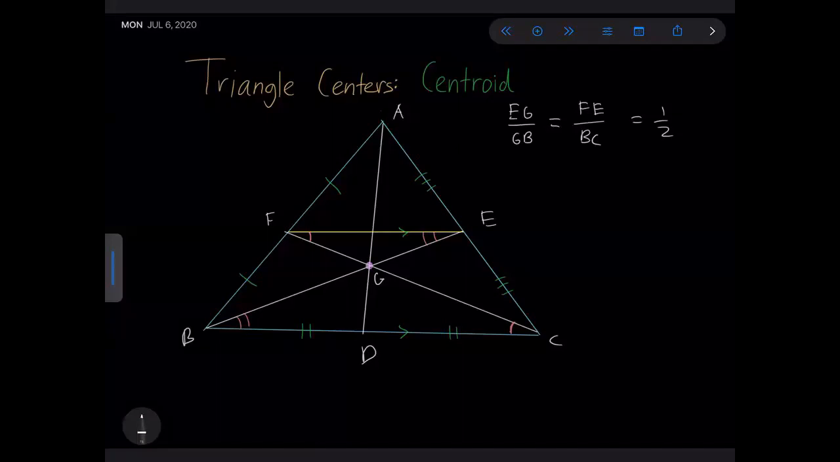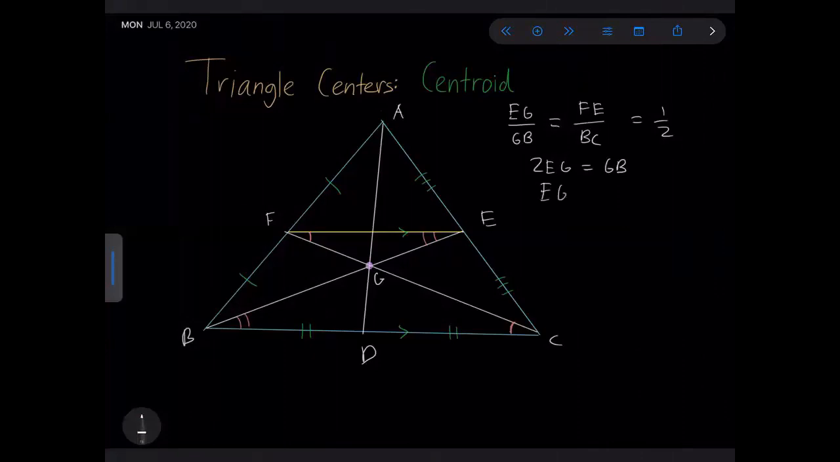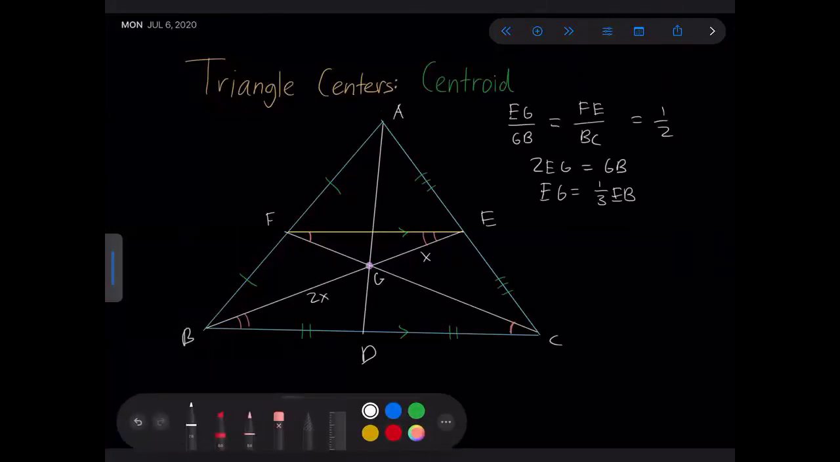And this means that 2EG is equal to GB, and EG is equal to 1/3 of EB. If you're confused where that last thing came from, if this is x, we know that this is 2x, so therefore EG is 1/3 of EB, x over 3x. This also means that BG is 2/3 of EB.